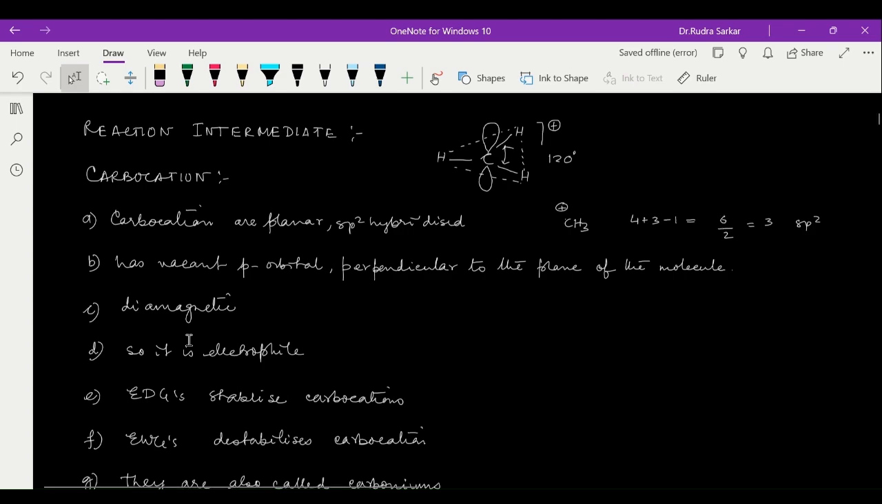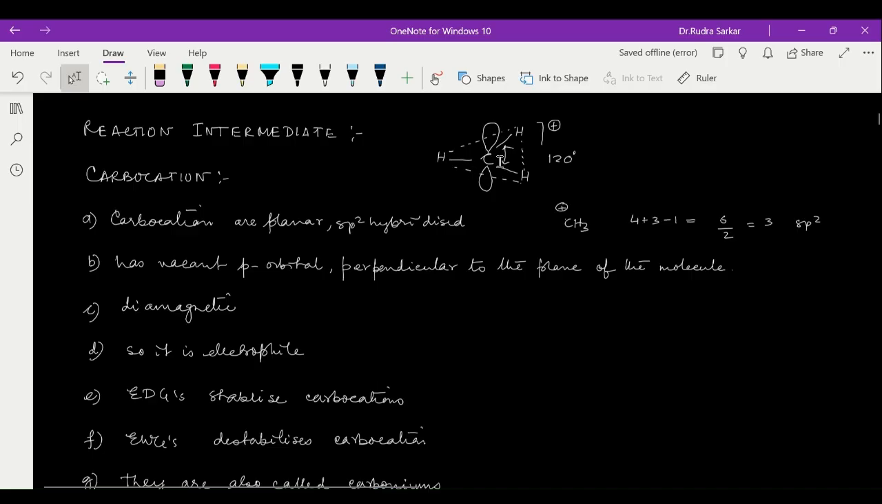Since it has the capability of accepting electrons, it is an electrophile. Now, carbon is not a very electron rich atom, neither is it a very electron deficient atom.